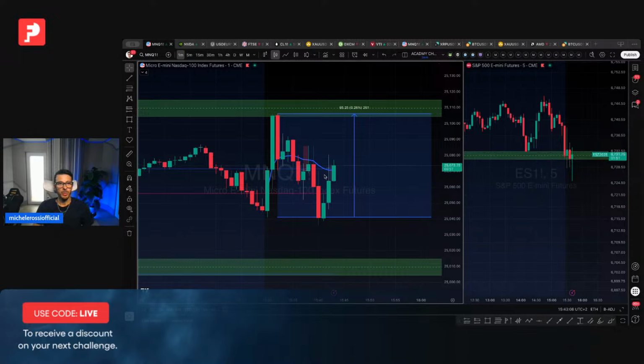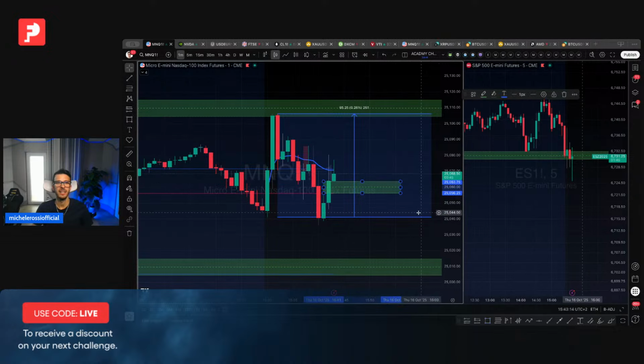We want to see a break above or below. I mean, it has to be more clear. It's not. S&P is consolidating inside of a 3-4 points range. It's crazy. Right here, a lot of indecision.